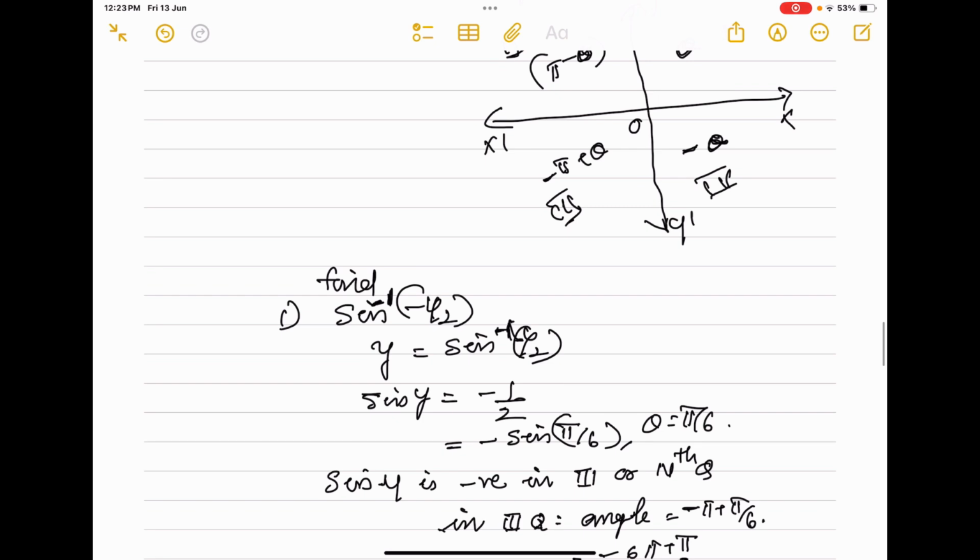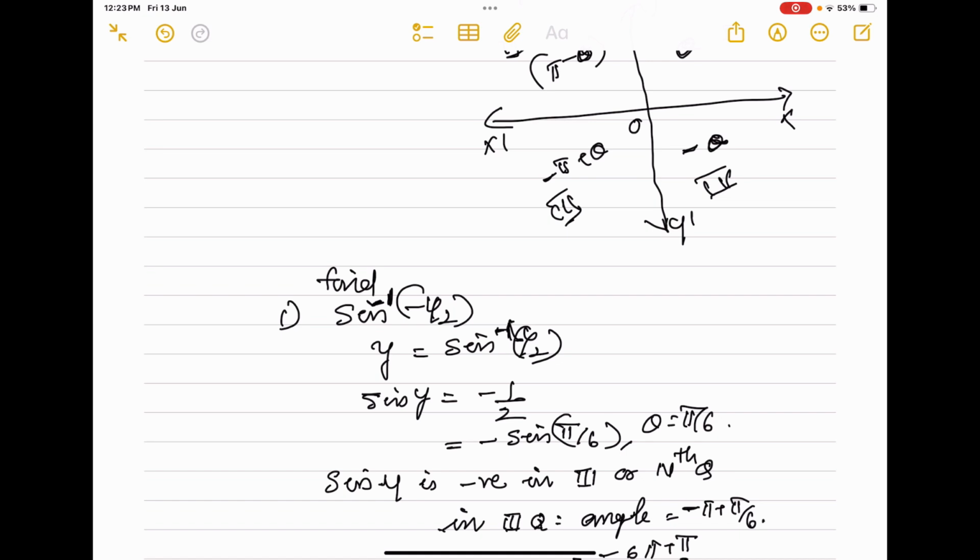Question is, find sin inverse negative 1 by 2. So y equals sin inverse negative 1 by 2. Therefore, sin y equals negative 1 by 2. That means 1 by 2 in magnitude. Sine of which angle is 1 by 2? Sine pi by 6 or sine 30. So negative sine pi by 6. Here theta equals pi by 6. But here there is one negative value, so we want to check in which quadrant sine is negative.